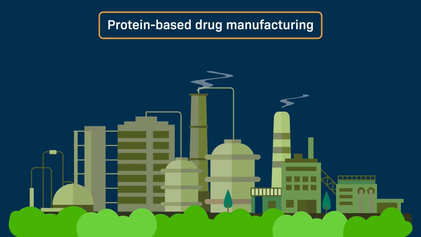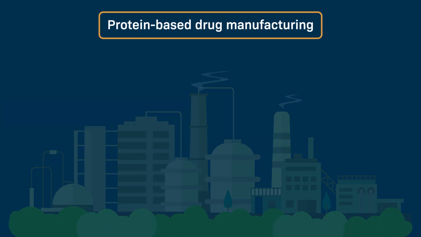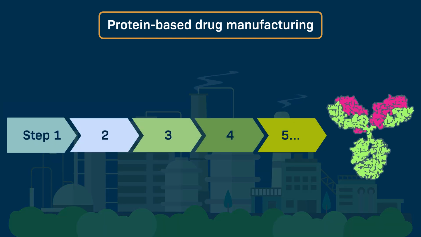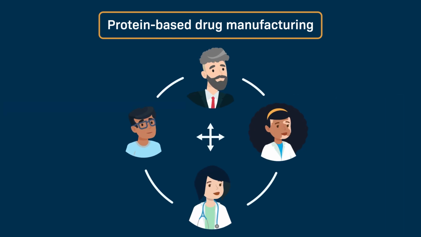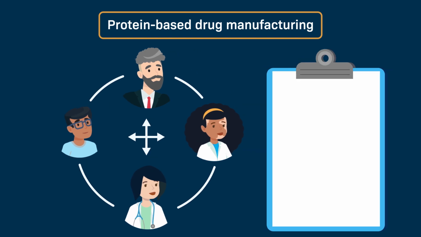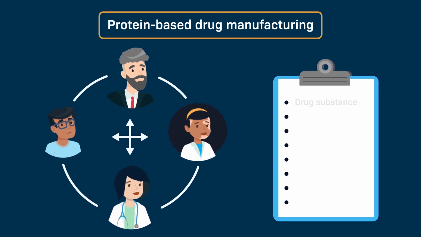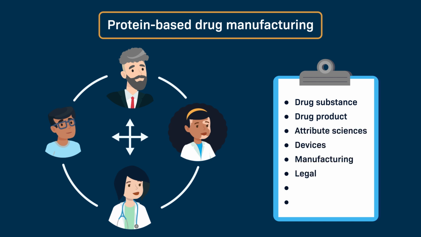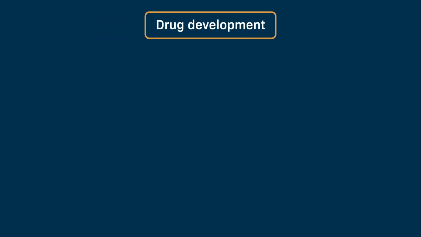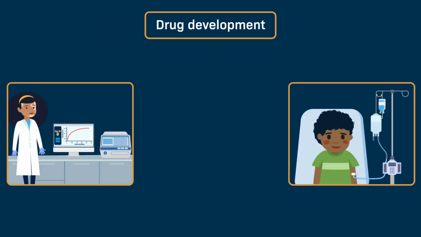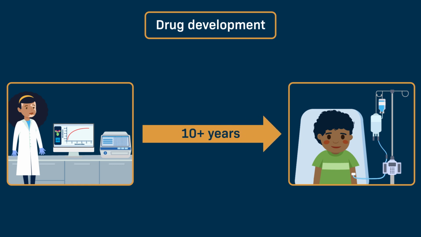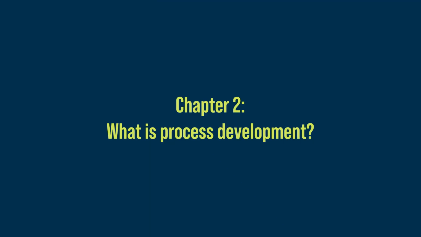The manufacture of protein-based therapeutic drugs requires a multi-step drug development process. This process involves collaboration between individuals from multiple areas of expertise, including drug substance, drug product, attribute sciences, devices, manufacturing, legal, clinical, and patients. Altogether, the drug development process from initial research to being approved for patient use can take a decade or more. Chapter 2: What is process development?